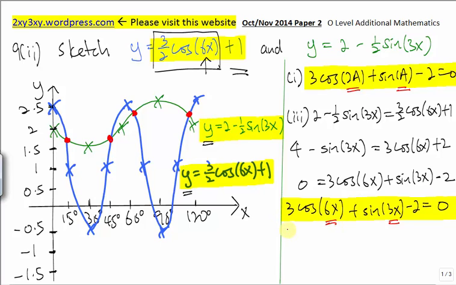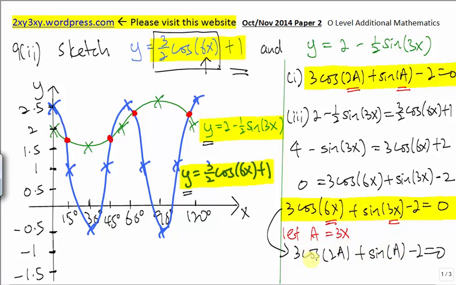So what we can do is, we can let a be equal to 3x. If we rewrite this equation in terms of a, where a is 3x, 6x will be 2a. We notice that this equation is now exactly the same as part 1. That means we can use the solution from part 1 to solve this simultaneous equation.